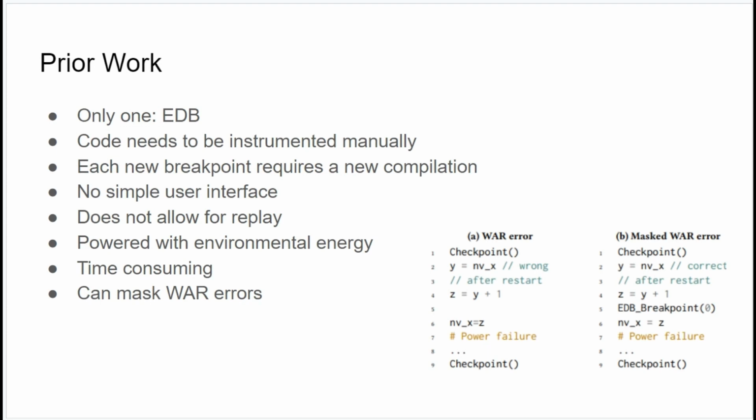So next, there is some prior work on debuggers. There's only really one, which is EDB, and this is prior work with debuggers specifically for intermittent computing devices. There are plenty of debuggers for other types of devices, such as GDB, which DIPS does eventually use. EDB's code needs to be instrumented manually, so essentially the user needs to implement the code themselves, which can be rather difficult or provide a really high barrier to entry.